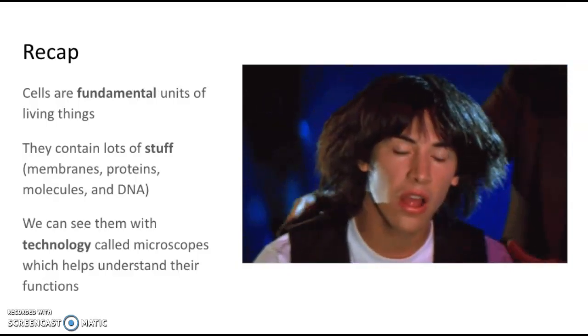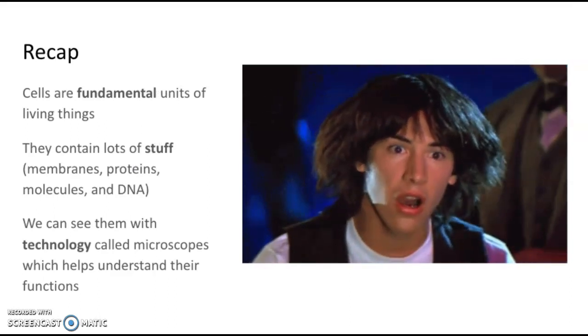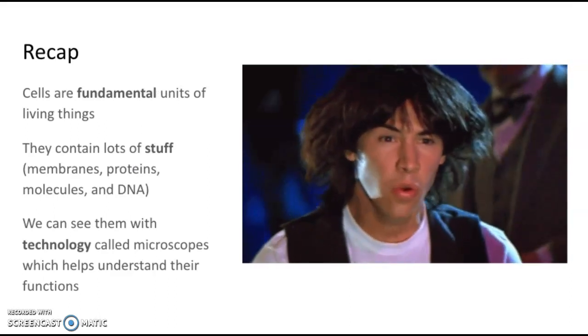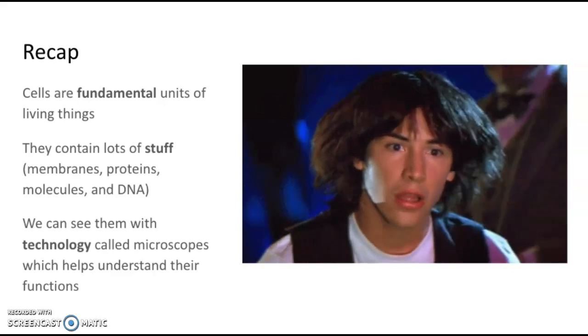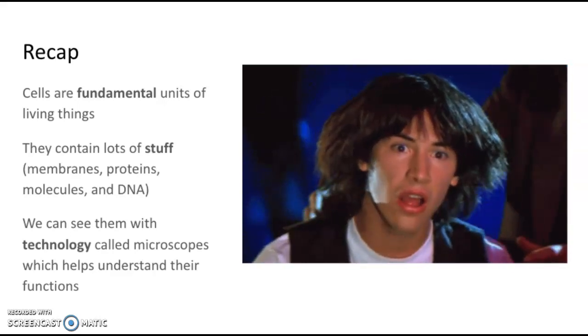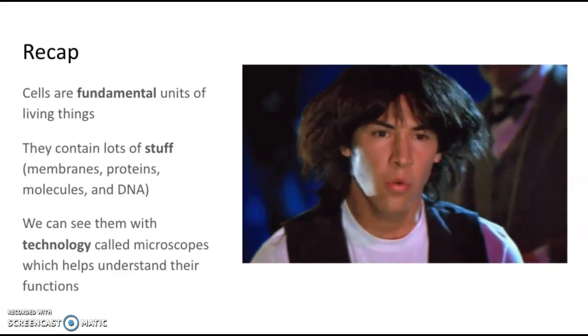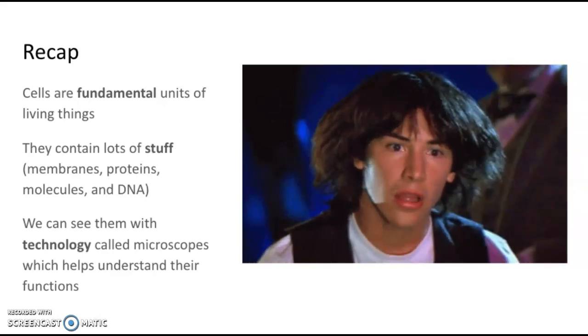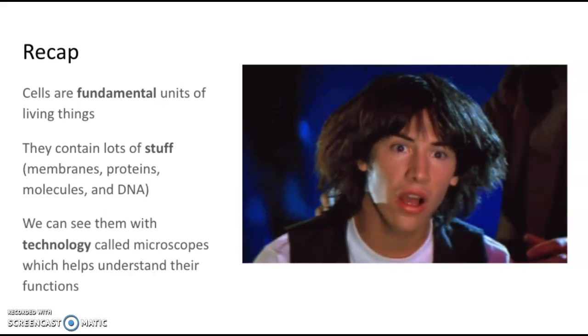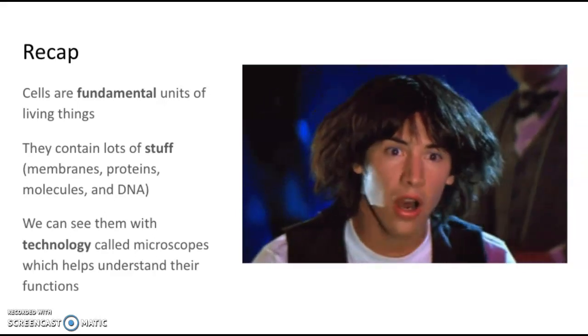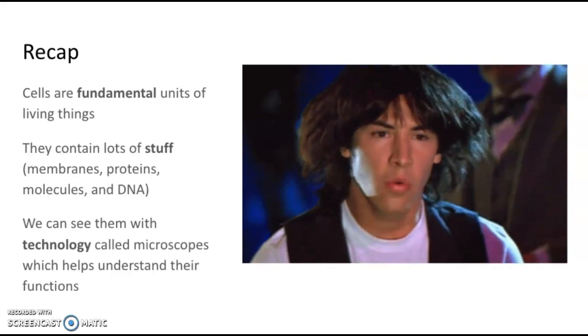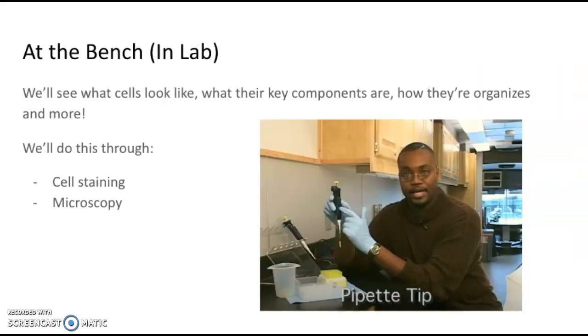So, as a recap in this lab primer, cells are the fundamental units of living things, and they contain a lot of things inside of them. They're wrapped up in a membrane. They have a lot of proteins on the inside. They're all shaped different with different molecules. We have DNA that is packed up on the inside, and we can see them actually with pieces of technology called microscopes, and that really helps us understand their functions. At the bench this week, you'll see more of what cells look like, what their key components are, also how they're organized, and a lot more, right?